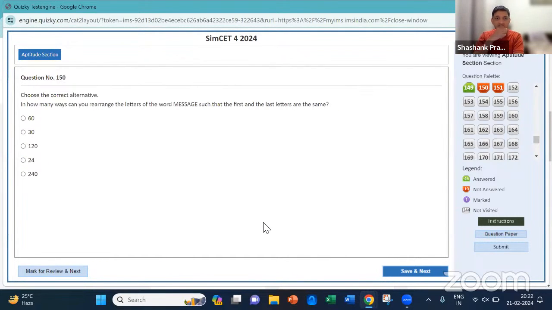In how many words can the letters of the word message be rearranged such that first and last letters are the same? So M and E will be as it is. So ESSAG, 5 factorial by 2 factorial. 60. Yeah.